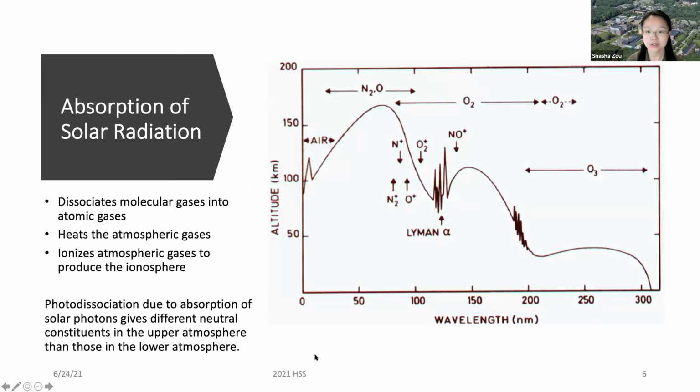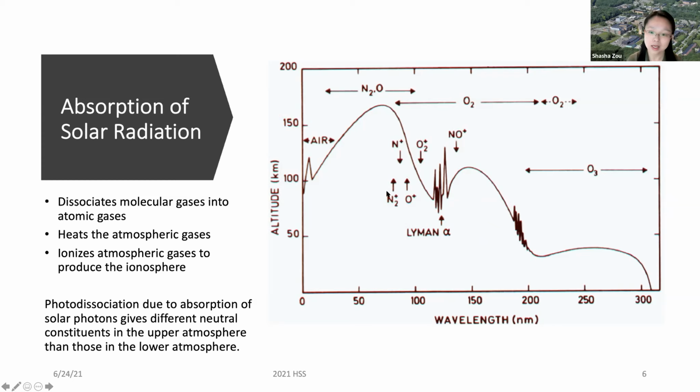If I go back to the slide, besides those neutral particles you see marked here, you can also see the ions. The location of where those ions are marked indicates the longest wavelengths of the photons that can ionize those particles. So the easiest one to be ionized here is NO, right? It becomes NO plus. It takes about 140 nanometer solar radiation.